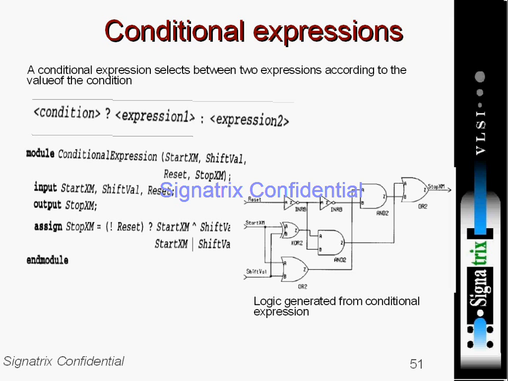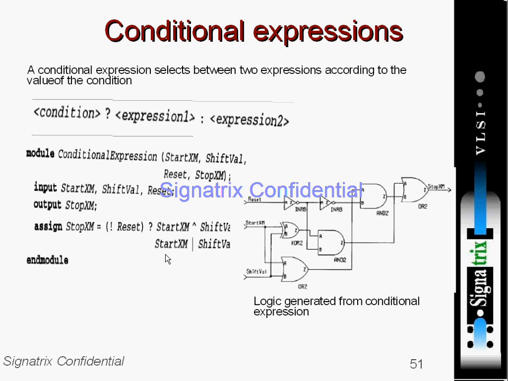Shown here is an example of a particular module, conditional expression, where start_xm, shift_val, reset, and stop_xm are all the parameters. The inputs are start_xm, shift_val, and reset, and the output is stop_xm. We check whether the not-reset condition holds, and if it is true, it goes to shift_val, exactly, and else it goes to the next one.